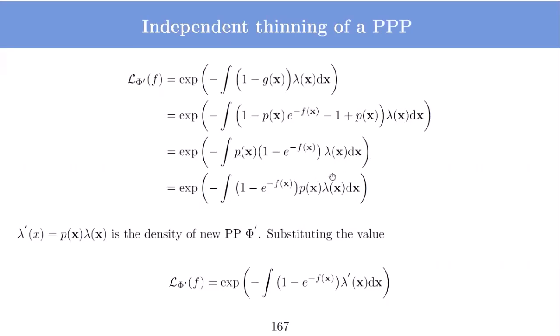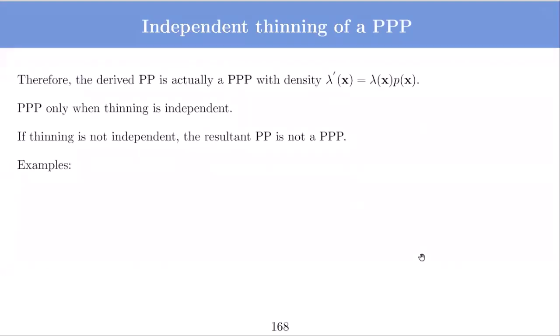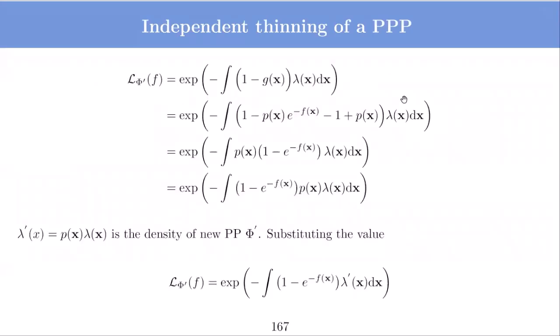Now if you take p(x) and lambda(x) together and call it lambda dash(x), then what I get is the Laplace functional: exponential of minus the integral of 1 minus e to the minus f(x) lambda dash(x) dx. And I know that lambda dash(x) is the density of the new point process. So this is nothing but the form of the Laplace functional of a PPP with density lambda dash. From this we can say that the derived point process is actually a Poisson point process with this density. Once again, we compared with the Laplace functional of a PPP and found that they are both equal.